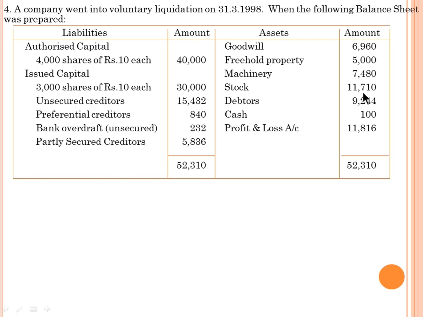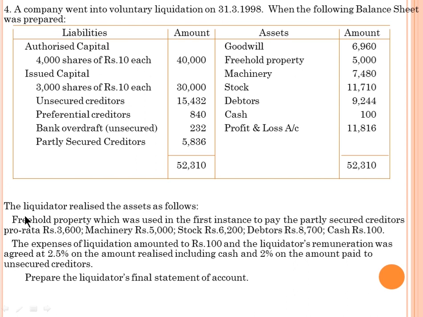Stock 11,710. Debtors 9,244. Cash 100. Profit and loss account 11,816. And total assets 52,310. So other information: the liquidator realized the assets as follows. Freehold property pro rata 3,600. Machinery 5,000, stock 6,200, debtors 8,700, cash 100.